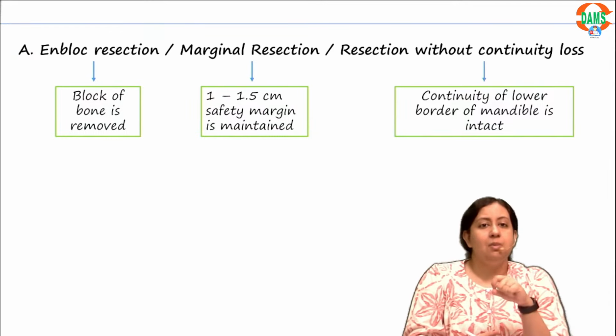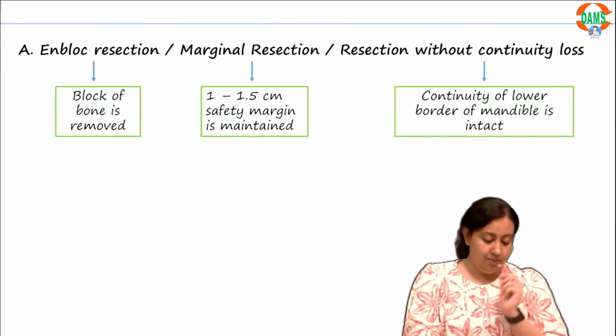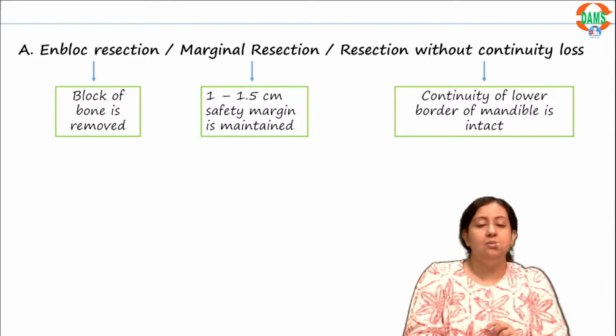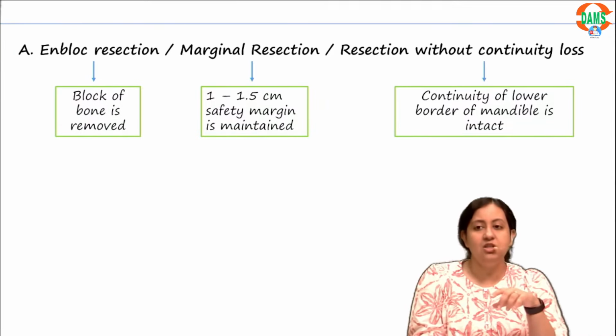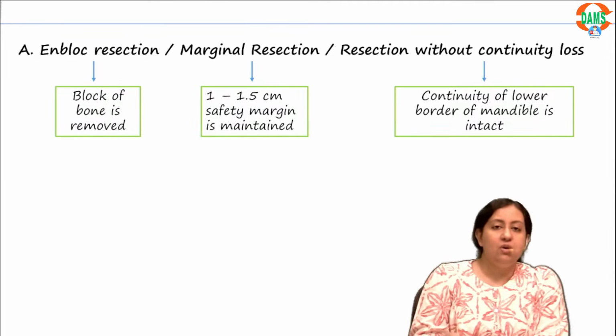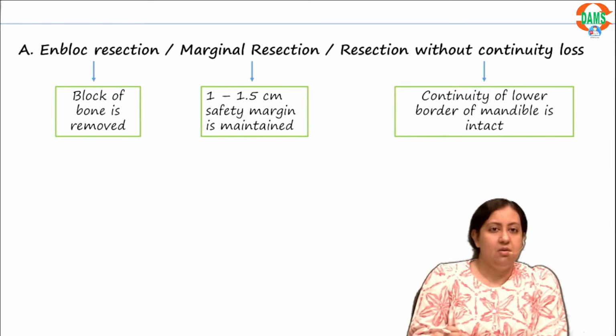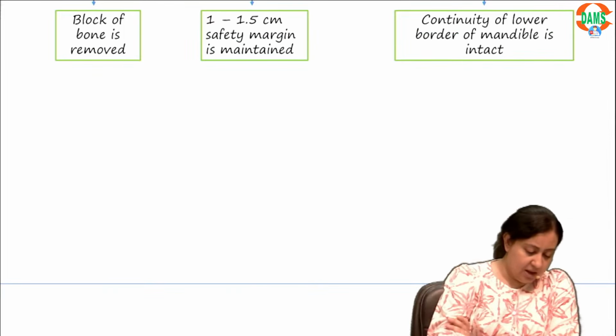Why is it known as marginal resection? Because we are leaving 1 to 1.5 centimeter of bone at the inferior border of the mandible. That is maintained as a safety margin. Why it is maintained as the safety margin, you will understand when I am drawing the diagram. And here the continuity of the lower border of the mandible is maintained. Now let us see with the help of a diagram.